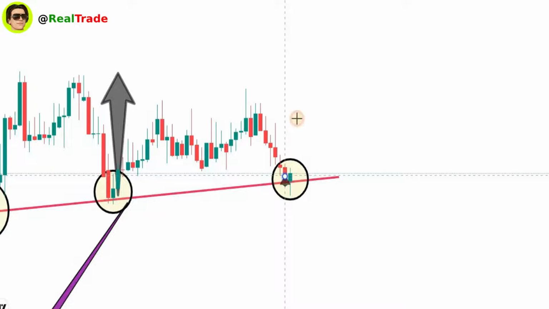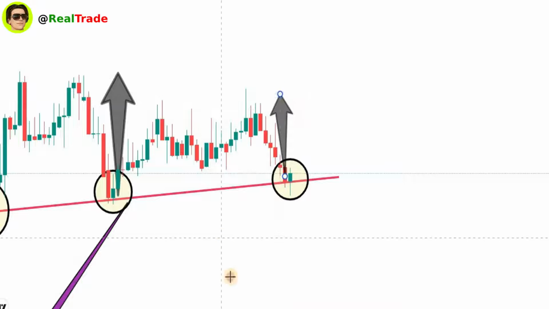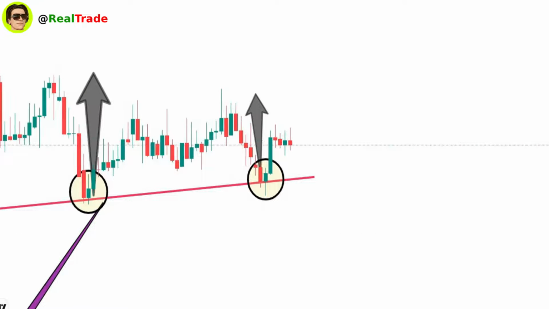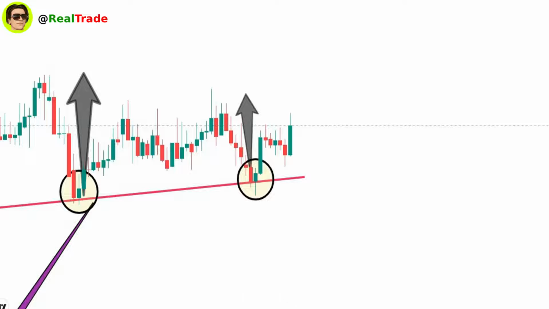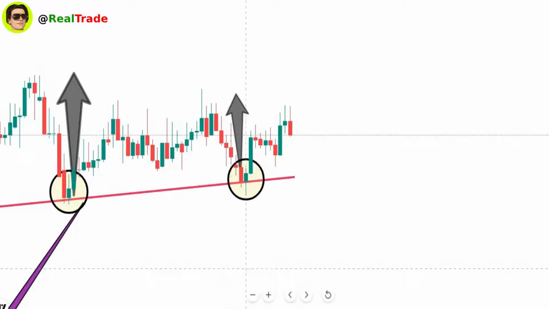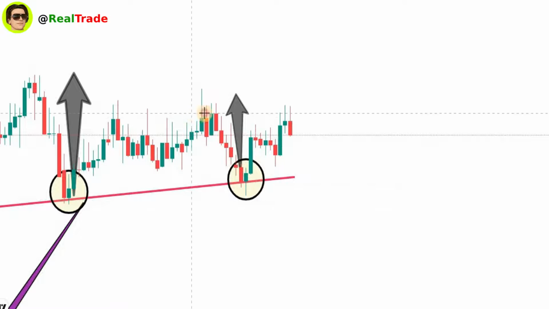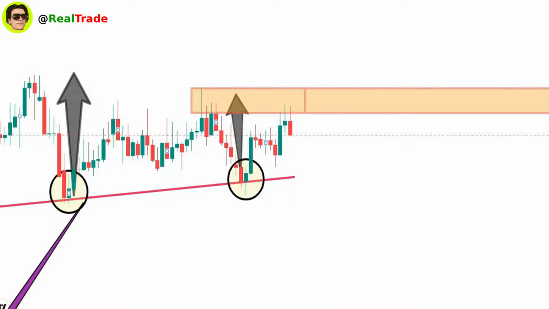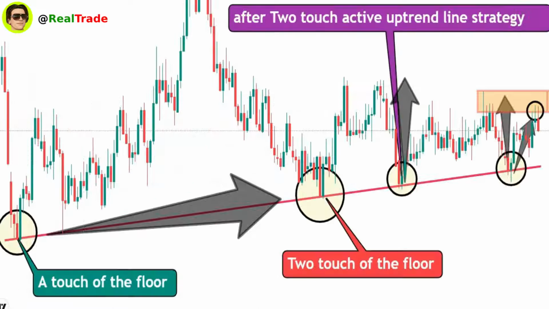Next position, four touch. This touch is four touch. Continue. Yes. Touch local resistance. This strategy, take a profit. Look at here. Back price. Yes.